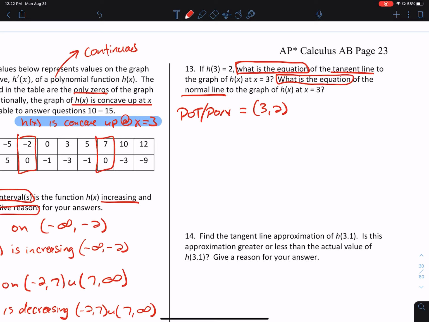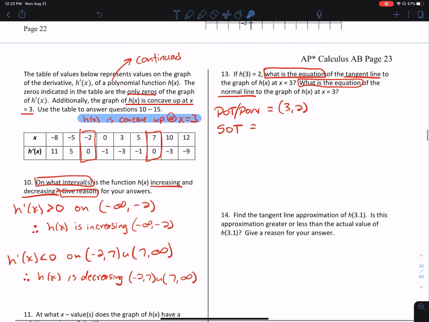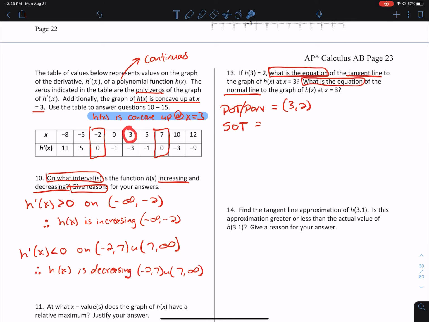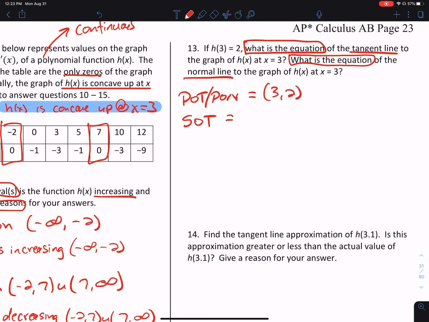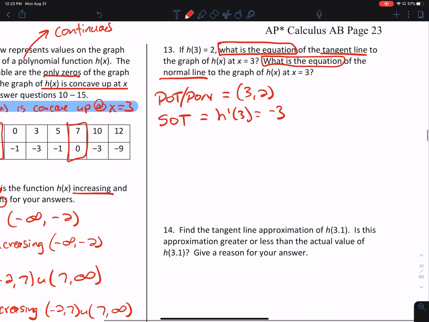To find the slope of tangency, that's what our table's for. When x is 3, the slope is -3. So to make sure that's clear, I'm going to write that down. This is asking for h prime of 3, and that's -3. So the tangent line is going to be y minus our y value equals the slope times the difference of x and our x value.